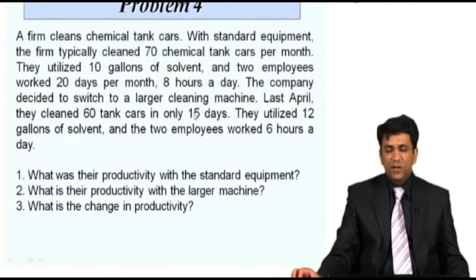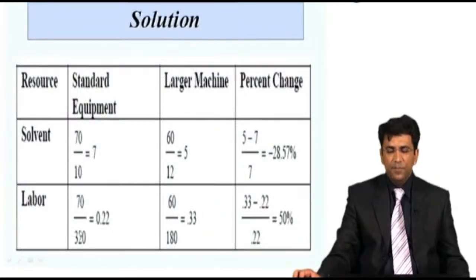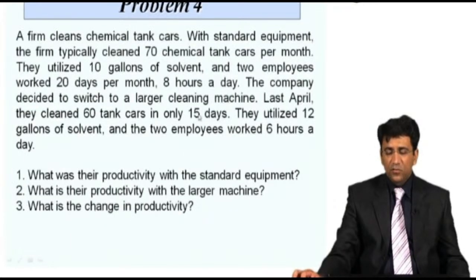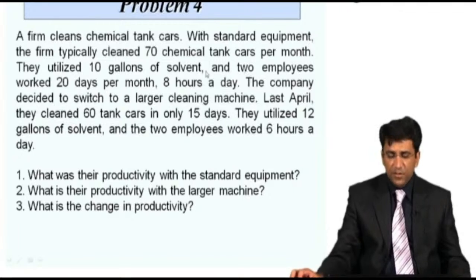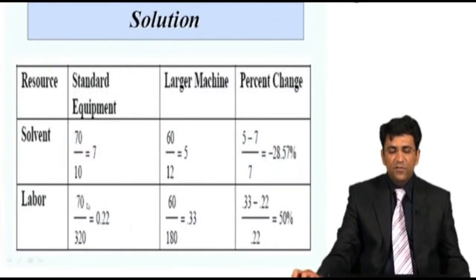Now students, if you are interested to calculate the labor productivity, in this case the output will remain the same before and after the use of that larger machine. So with the use of standard equipment, the output is 70. And what is our labor hours? You can calculate the labor hours because of the information given in this example: 2 employees worked 20 days per month and 8 hours a day. So what we will do is multiply 2 by 8 by 20. This will give you the total input as 320, and in this way we can calculate the labor productivity with the standard equipment.